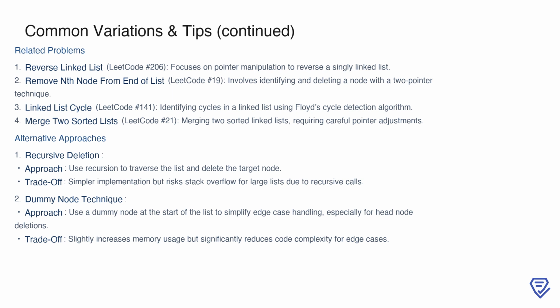combine two lists efficiently. Beyond specific problems, you can approach deletion tasks differently. For example, a recursive deletion method traverses the list recursively to find and remove a node. This approach simplifies the code but comes with the trade-off of risking stack overflow for large lists. Alternatively, the dummy node technique involves adding a dummy node at the start of the list, which makes handling edge cases, like head node deletions, much simpler, though it slightly increases memory usage.